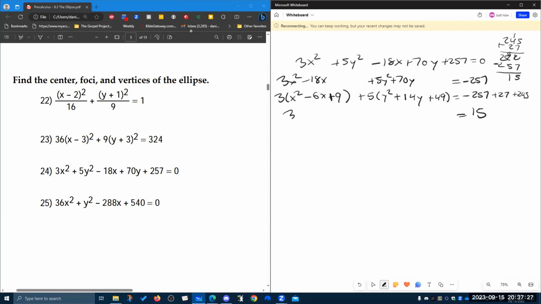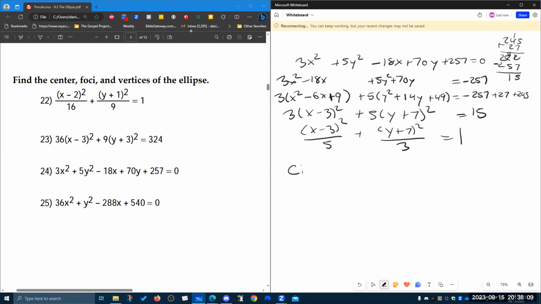And this is going to be 3 times (x minus 3) squared plus 5 times (y plus 7) squared is equal to 15. So we're going to divide through by 15 and get (x minus 3) squared over 5 plus (y plus 7) squared over 3 is equal to 1. Notice that neither 5 nor 3 are perfect squares here, so we're going to get our a and our b that are going to be square roots, and that's okay.